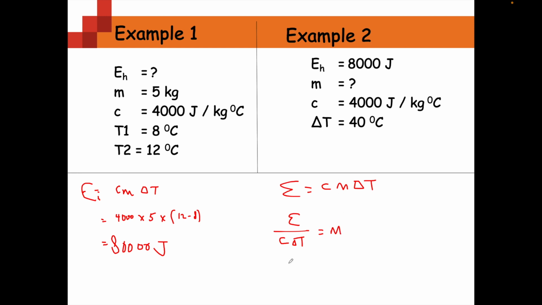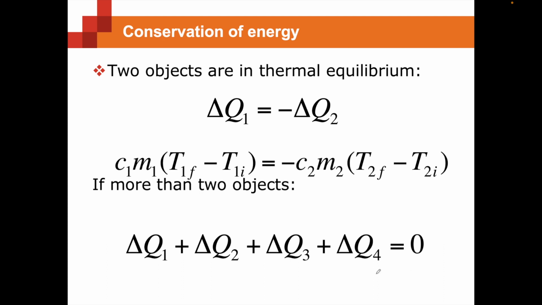Now I can take this 8,000, divide that by 4,000, multiplied by the temperature change. It's told me the change of temperature, so I don't have a final or initial in this case. To find this, I'll make a little fraction: 8,000 divided by 4,000 times 40. My answer should have been 0.05 kilograms.